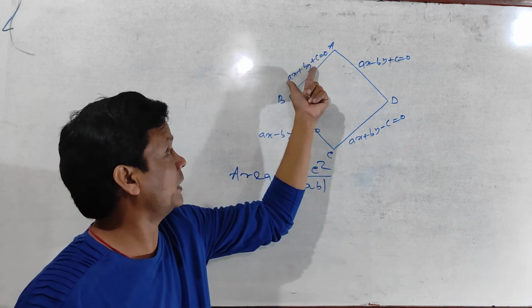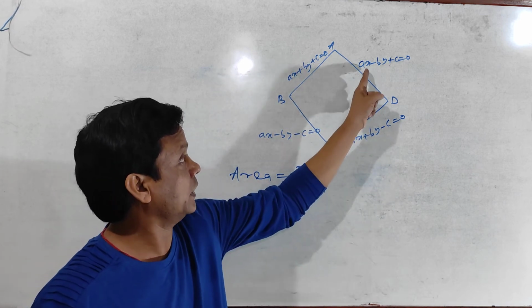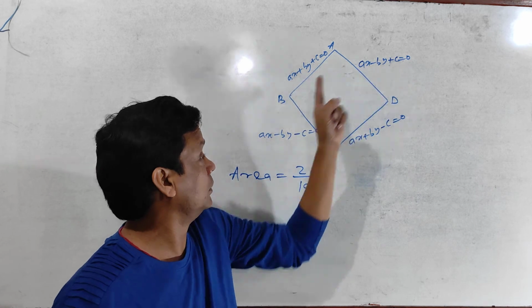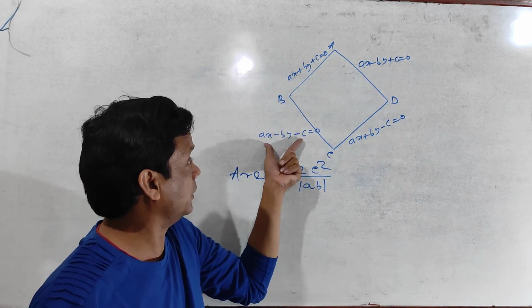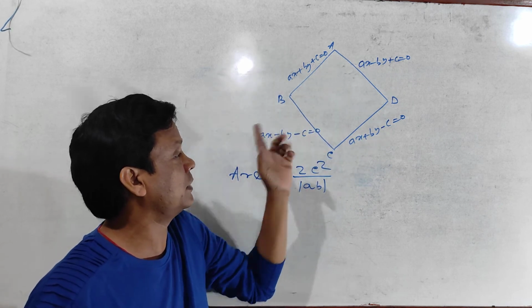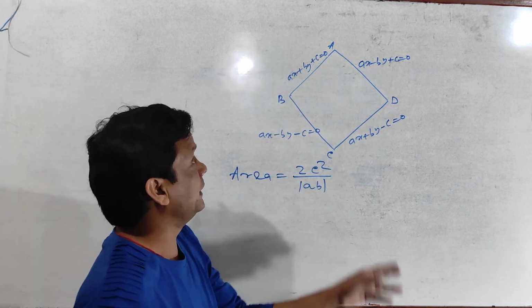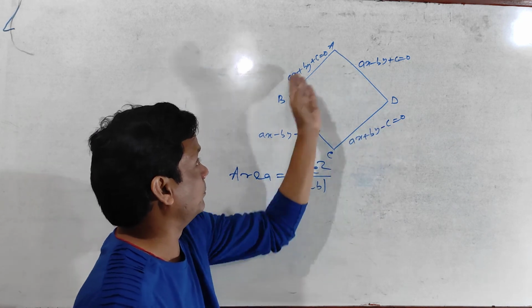Here the slope is -a/b, and here also the slope is -a/b. That means these two lines are parallel to each other. Here ax - by + c = 0, and here ax - by - c = 0. Here the slope is a/b, and here the slope is a/b. That means these two lines are parallel to each other. And see here, what is the area of this rhombus?